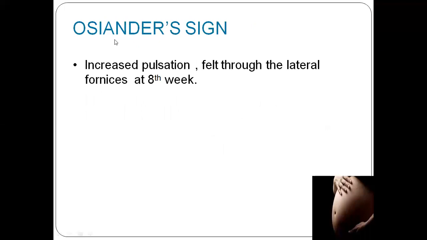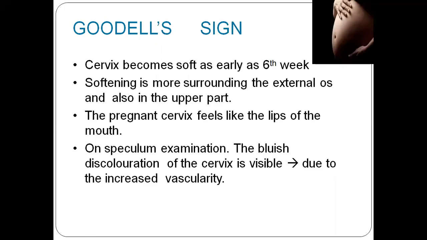Next is Osiander sign. Here, increased pulsation is felt through the lateral fornix. This is also visible at the 8th week. Pulsation at the lateral fornix is Osiander sign. Next is Goodell sign. In Goodell sign, the cervix will become soft. Softening of the cervix is known as Goodell sign, and it is seen as early as the 6th week.